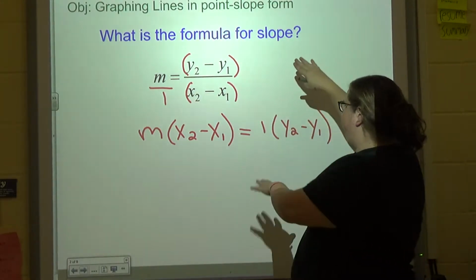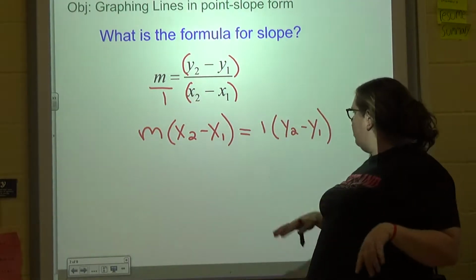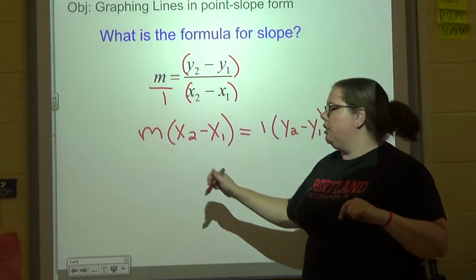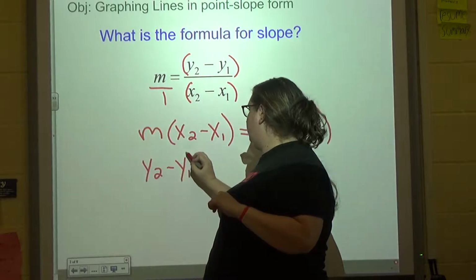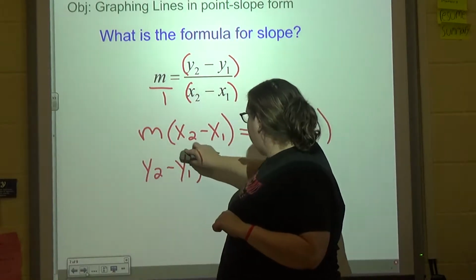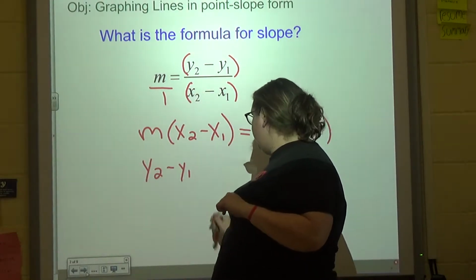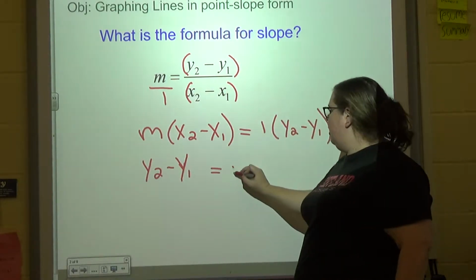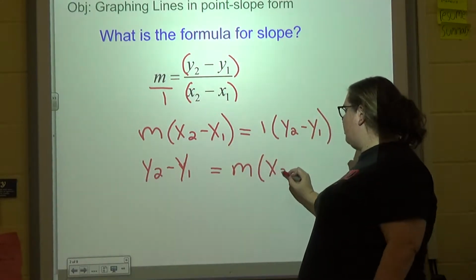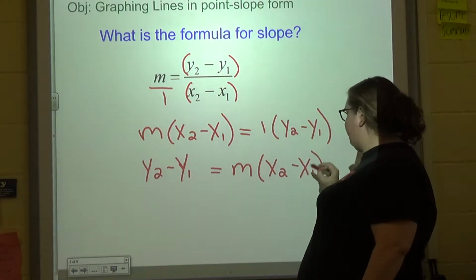You know what? We're going to flip it. I did it backwards. So I'm going to put my y's over here. So my y2 minus y1. Oops. Now I'm going to take the 1 away because we know everything multiplied by 1 is itself. Equals m times x2 minus x1.